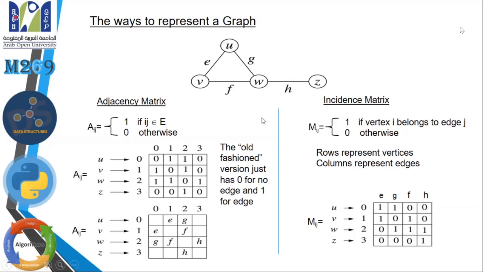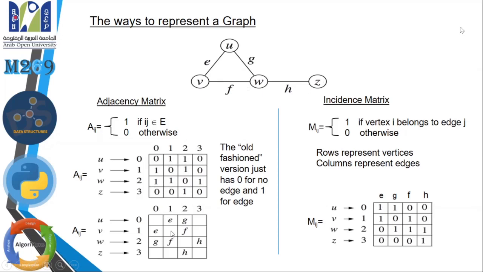Next, from 0 to 1, 0 is U, 1 is V. So is there any path between U and V? Yes, there is. So that is 1. From 0 to 2, 0 is U, 2 is W. Is there any path, any edge between U and W? Yes, so U, W is 1. To Z, nothing. So that is the way you represent that.